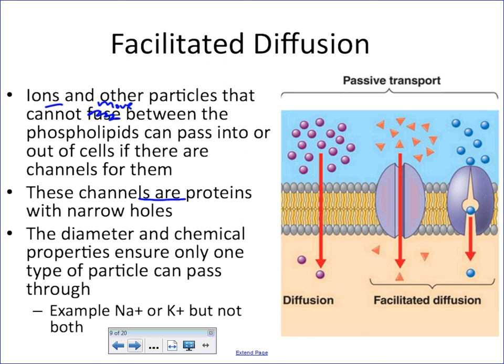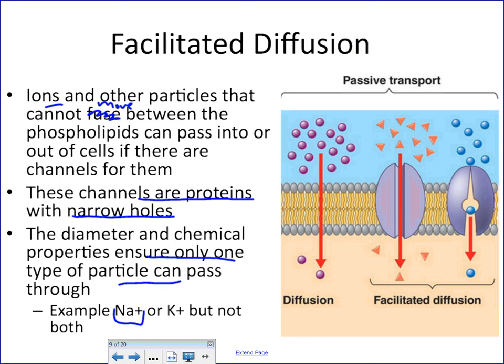These channels are going to be proteins, the integral proteins that were discussed in the previous video, and those integral proteins are going to have a channel in them. Basically, you're going to have a narrow hole down the middle. The diameter and the chemical properties ensure only one type of particle can pass through. For example, you can have a sodium channel or a potassium ion channel, but not both in facilitated diffusion. The size of those ions would preclude both of them from using the same channel.